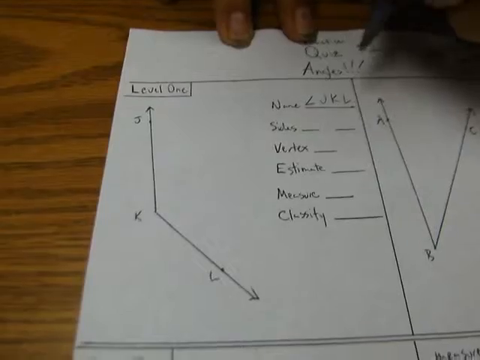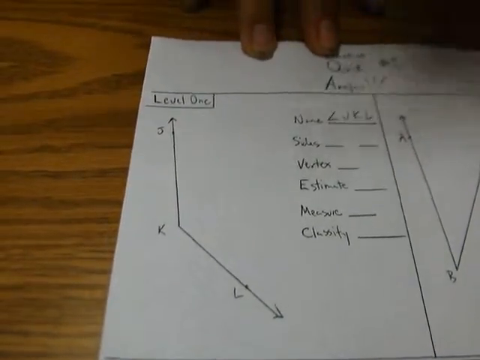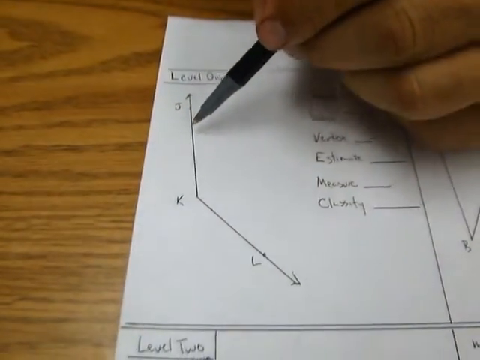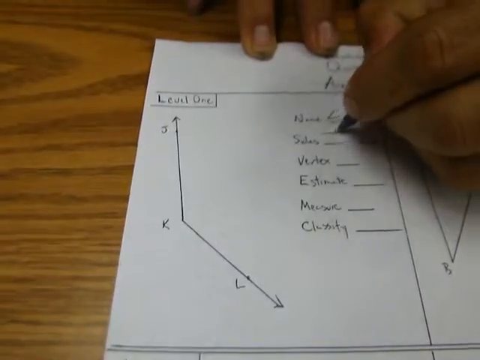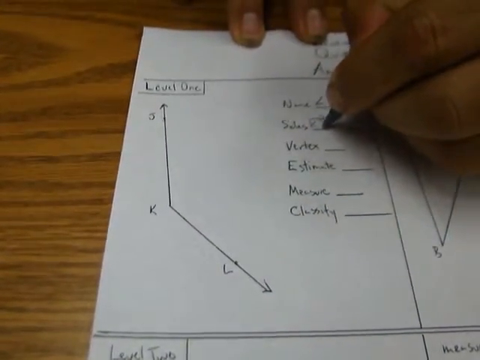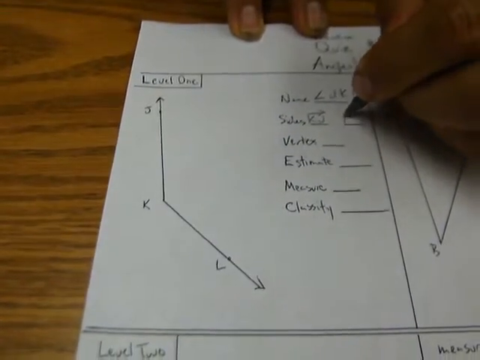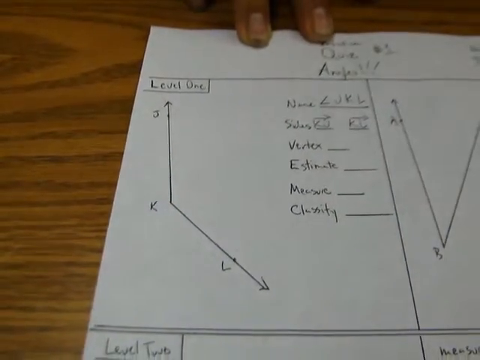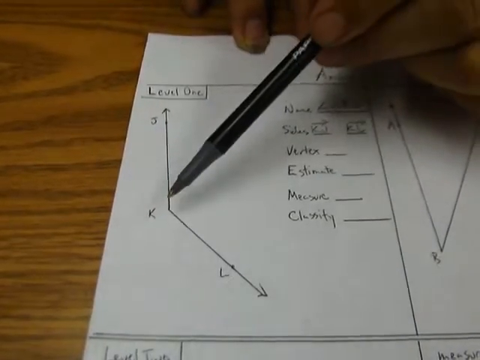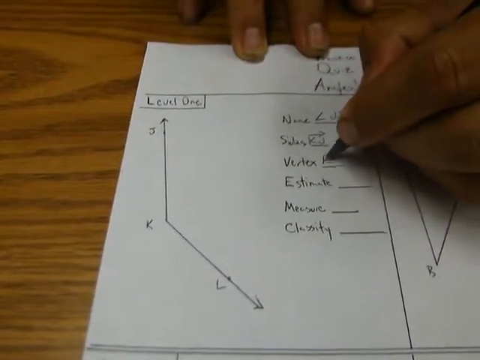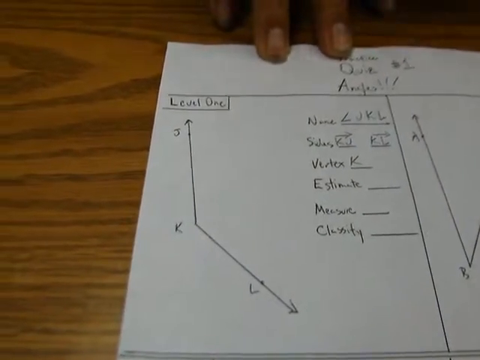They're all fine. The sides are the two rays that make the angle. So this one would be ray KJ, and this one would be ray KL. Cool. The vertex is basically the point where they both come from. So that would be point K.